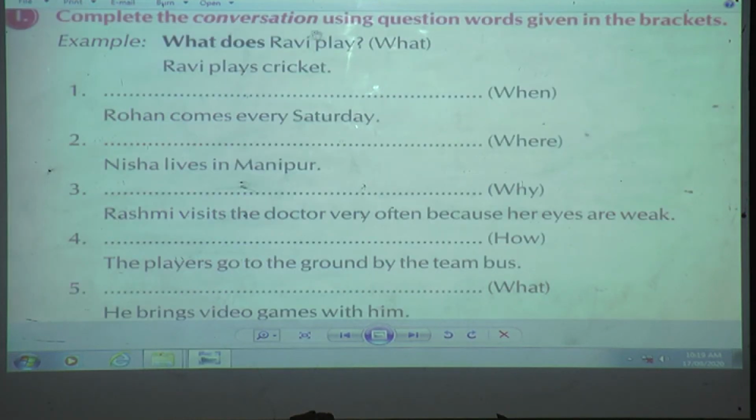Complete the conversation using question words given in the brackets. Here, it is very easy for you. They have made it easy by giving you the words. Else it will become confusing for you which WH question we have to use. So, they have given you a hint here: what, when, where, why, how, what. So, with the help of these WH questions, you can turn the conversation using the question words in the brackets. Okay, the first one has been done for you.